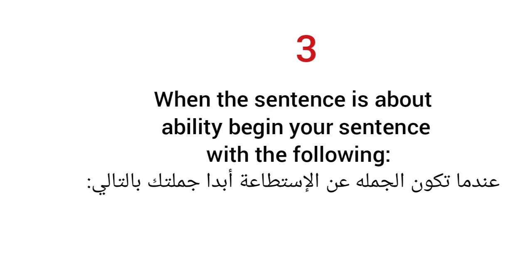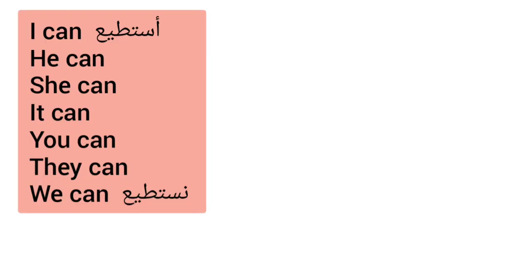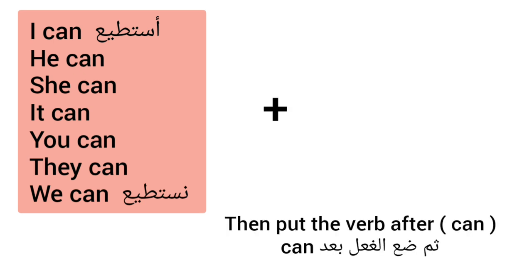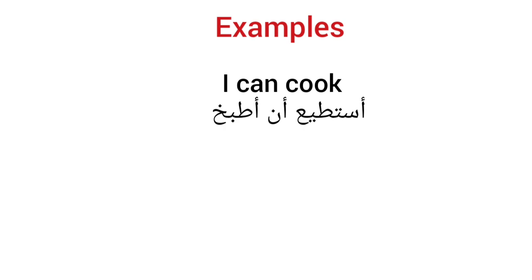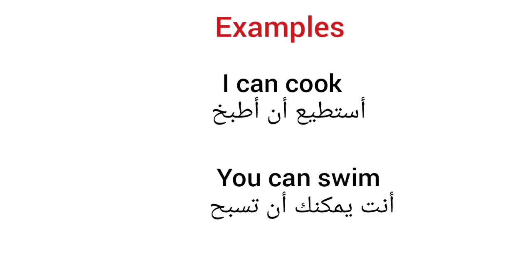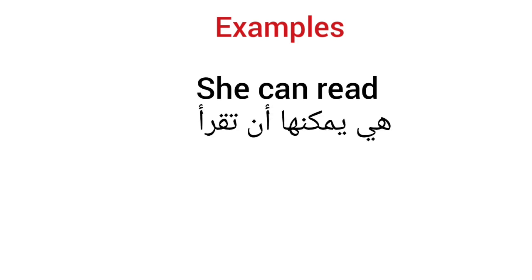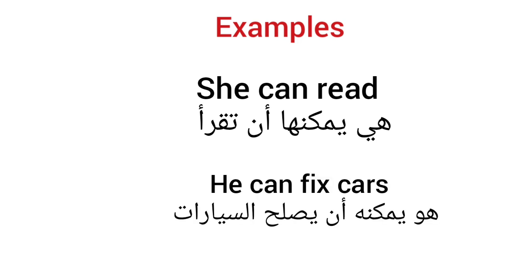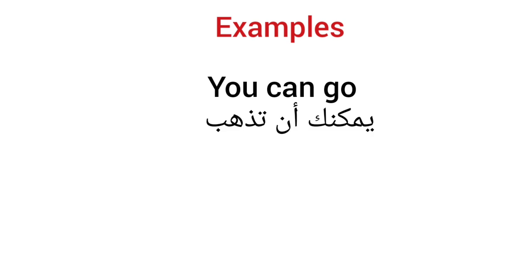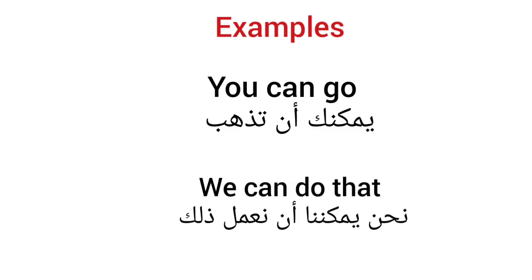When the sentence is about ability, begin your sentence with the following. Then put the verb after can. I can cook. You can swim. She can read. He can fix cars. You can go. We can do that.